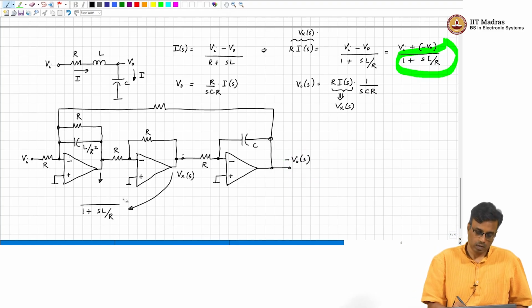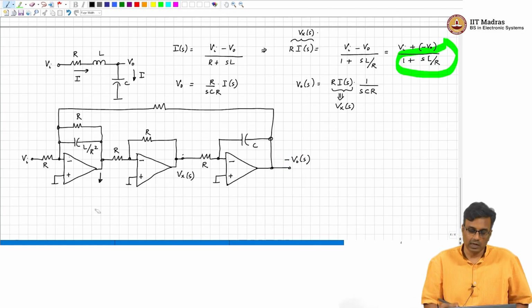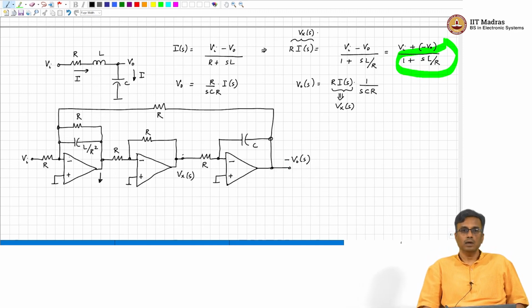Okay. So, this basically gives us the second order low pass filter, right. Does that make sense? And we wanted Vo of s, but what we are getting is minus Vo of s. So, it is an inverting low pass filter, right.